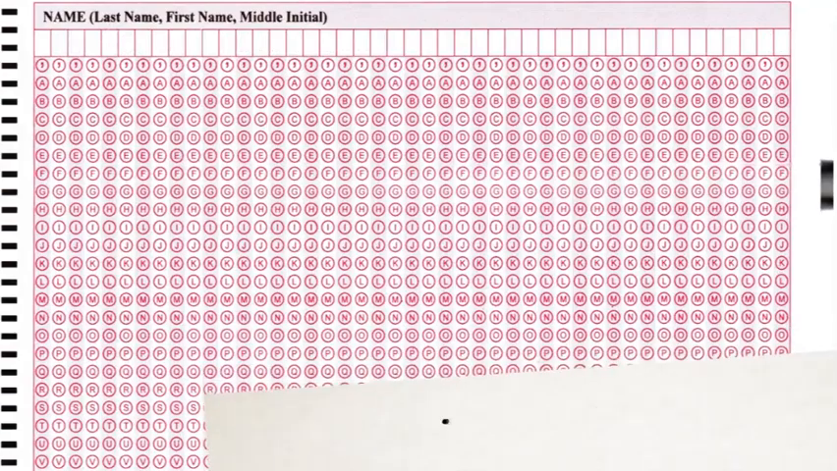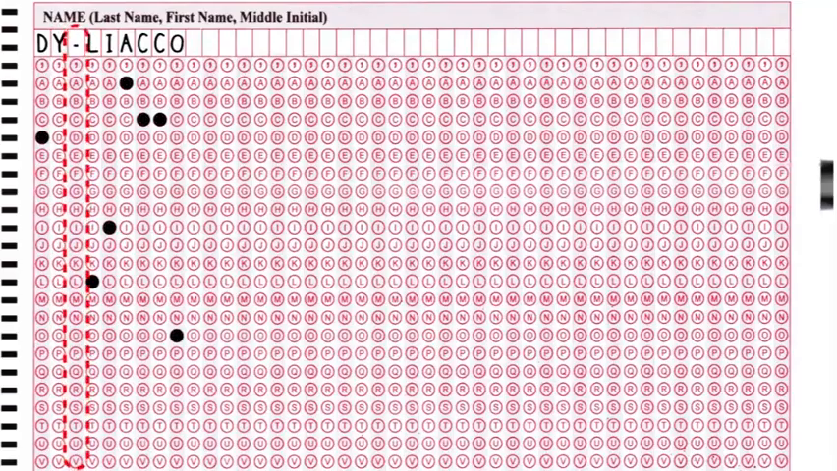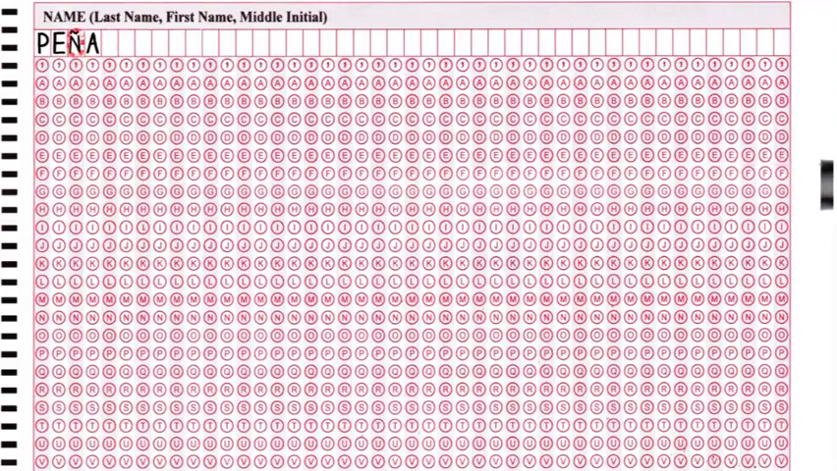If your name has special characters like hyphen, dash, apostrophe, and other punctuation marks, write the special character in the box, but no matching circle will be shaded. If the special character is Ñ, like Peña, shade the corresponding circle for N.